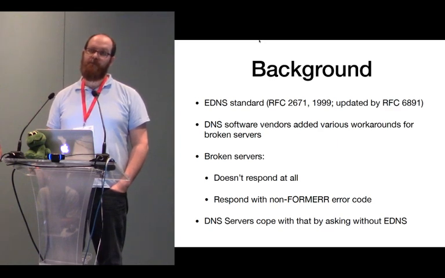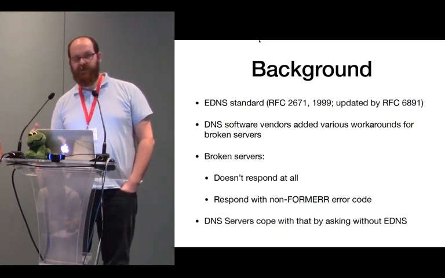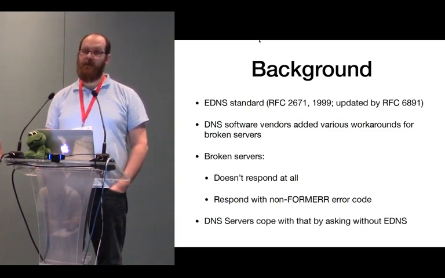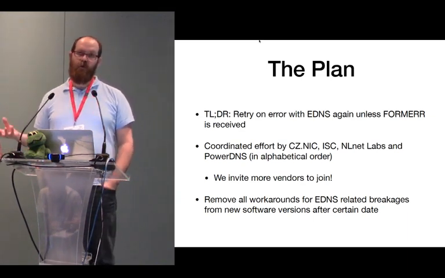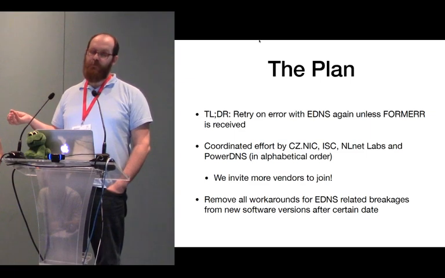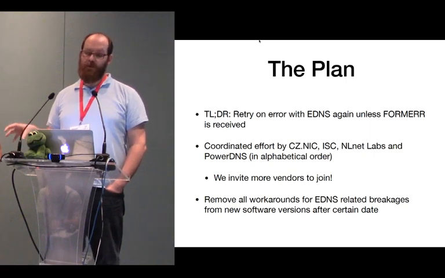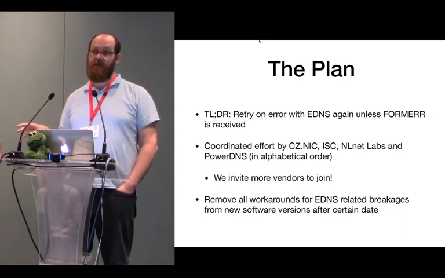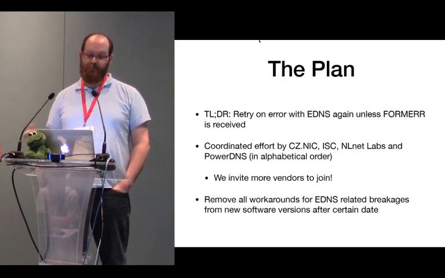And our DNS servers need to cope with that, keeping a list of which server is broken and which is not, and it's causing a lot of code complexity, and the complexity is mostly wrong, and we want to keep things simple. So our plan is to basically, if you know EDNS, retry on error with EDNS again, unless we receive the FORMERR, which would be, according to standards, signaling that the server doesn't implement EDNS. It's been 19 years, so everybody should be able to cope with this.